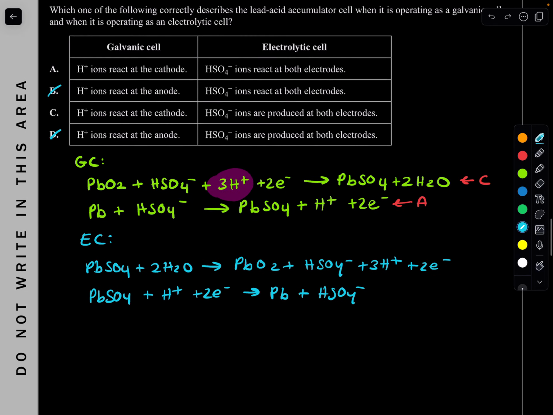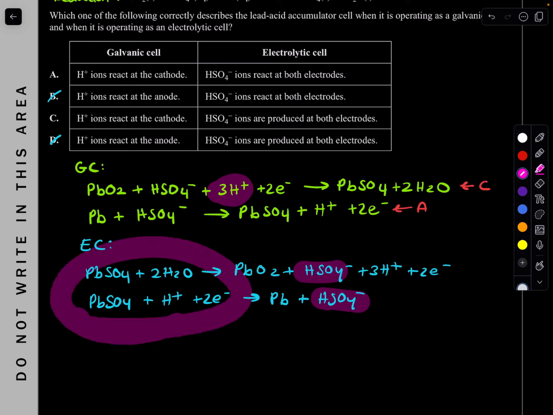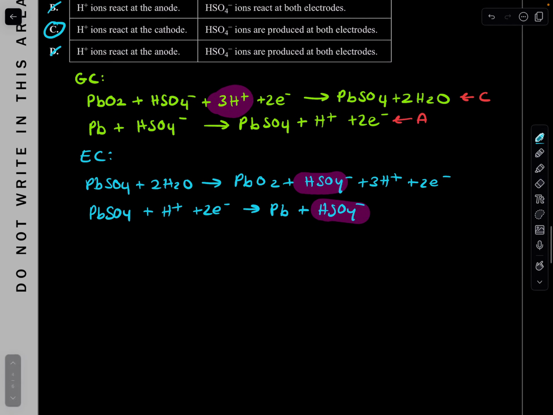What about electrolytic cells? So let's look at the blue part here. HSO4 ions react at both electrodes. So let's see. Not true. You can see that they are basically being produced, not reacting at the electrodes. They are actually being produced. So H ions are being produced at both electrodes. Yes, they are. This one's correct. Beautiful. All right.